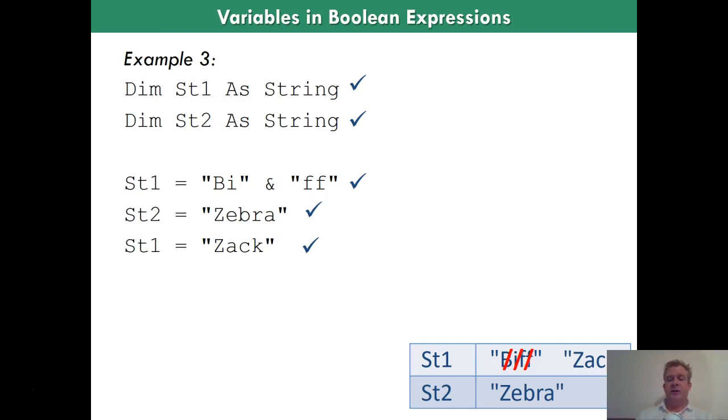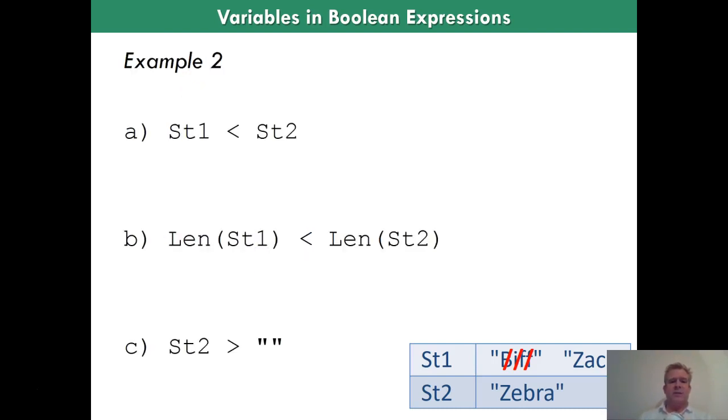Now we're going to use these 2 variables and the values that have been assigned to them in the next examples. So we have 3 that are going to be analyzed here. First of all, we will compare string 1 to string 2 and see if string 1 comes before string 2. Then we will compare the length of string 1 with the length of string 2 and see if string 2 is shorter than string 1. And then finally we will see if string 2 comes after an empty string.